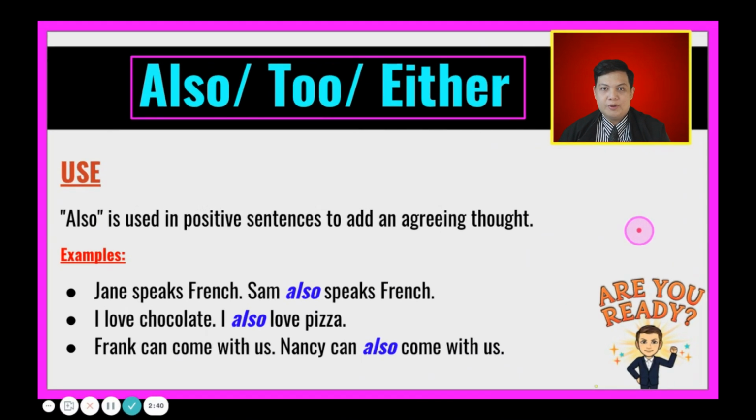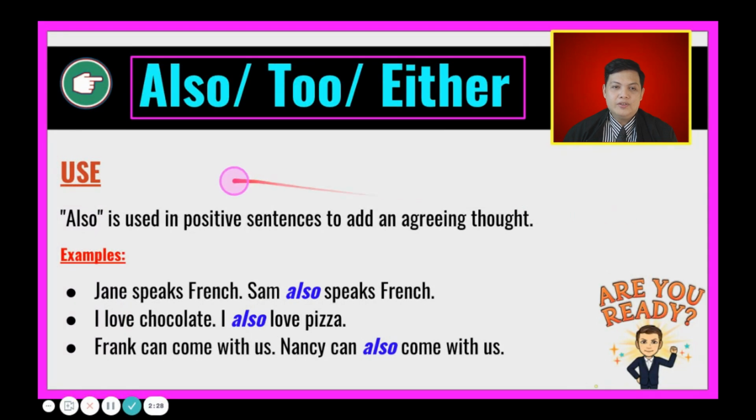Now this week, as promised, we are going to talk about also, too, and either or either. You ask me which is correct, either or either. They are both correct. Now, what is the use of also? Also is used in positive sentences to add an agreeing thought.